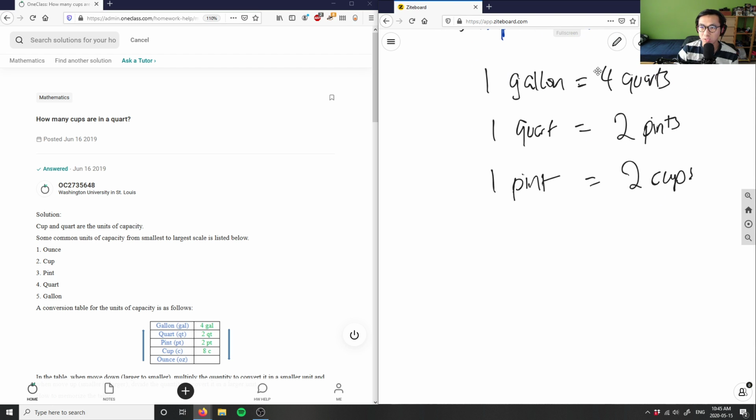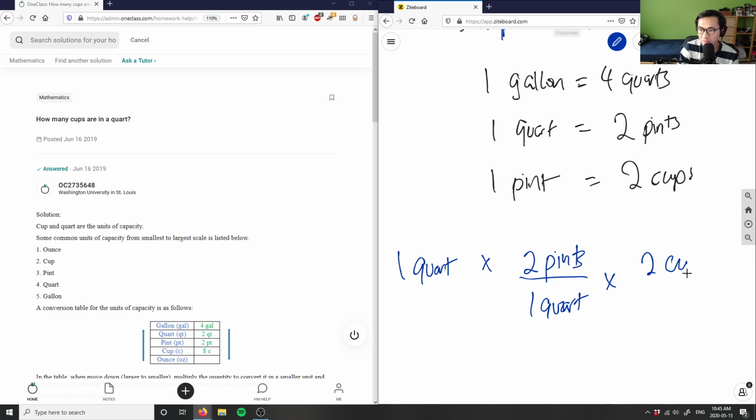So given this information, I can do my unit analysis now, right? In 1 quart, I'm going to multiply that by how many pints are in a quart? Well, I have 2 pints in 1 quart. And then finally, how many cups are in a pint? Well, I have 2 cups in 1 pint, right? And again, you can see here, my quarts cancel out and my pints cancel out. So I'm left with only cups.